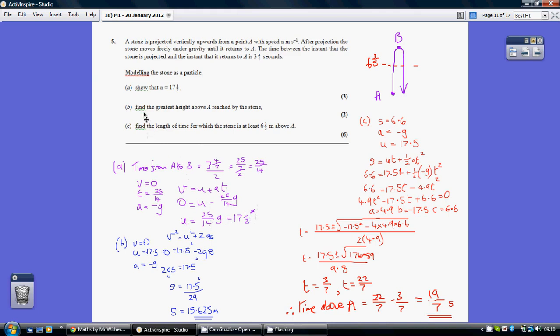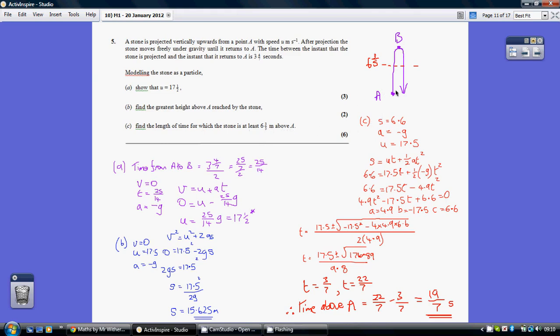Now for part B, find the greatest height above A reached by the stone. Well, as I described earlier, v is 0. We've just worked out u to be 17.5. a is still minus g. So using the SUVAT equation, v squared equals u squared plus 2as, we can work out that distance to be 15.625 meters.